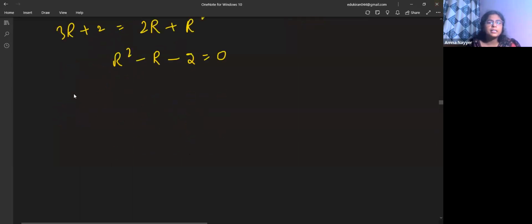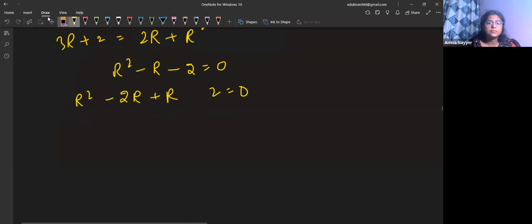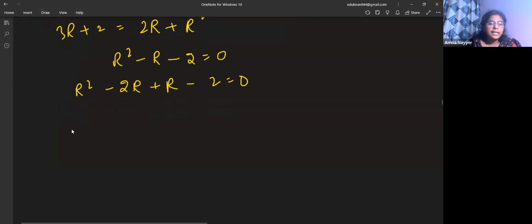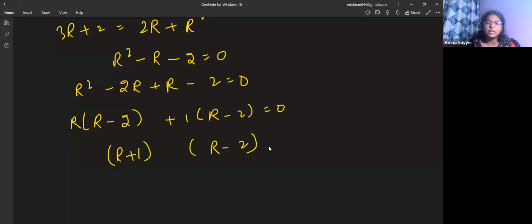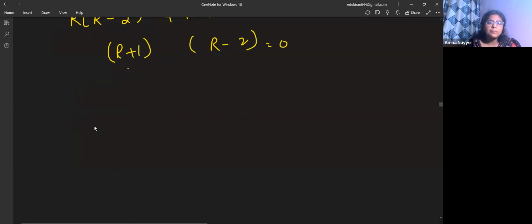Let us split the middle term. So this becomes R square minus 2R plus R minus 2 is equal to 0. Take common R minus 2 here, plus 1 here, R minus 2. So we have one bracket as R plus 1, another bracket as R minus 2, equal to 0. Equate them to 0. So R plus 1 becomes minus 1 ohm and this becomes 2 ohm.